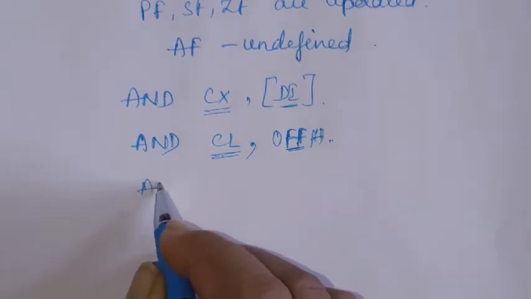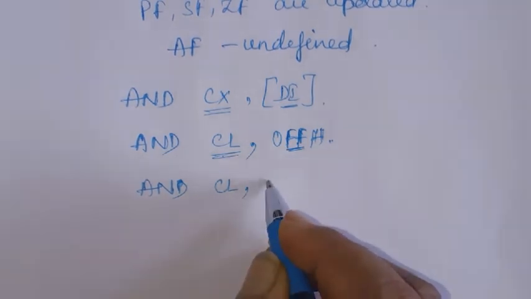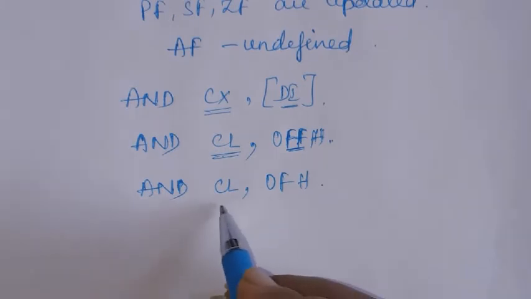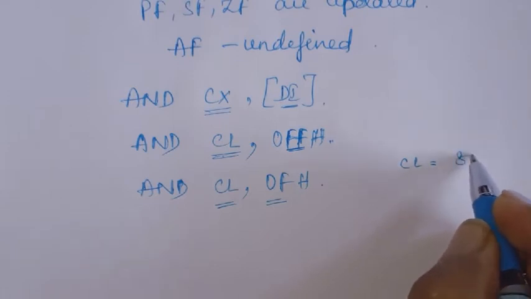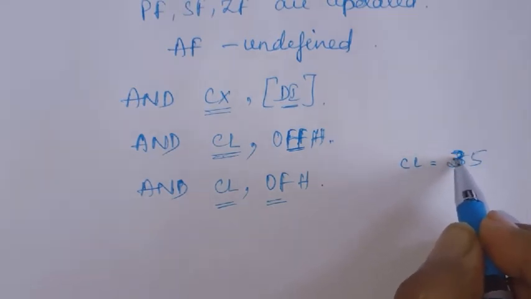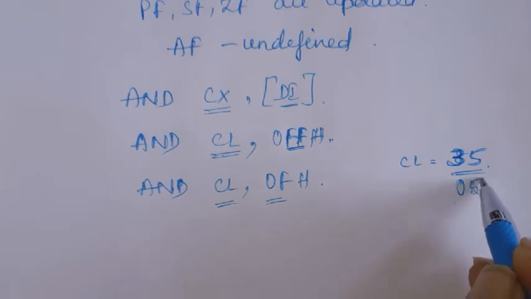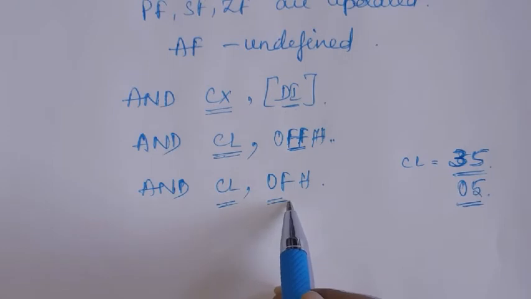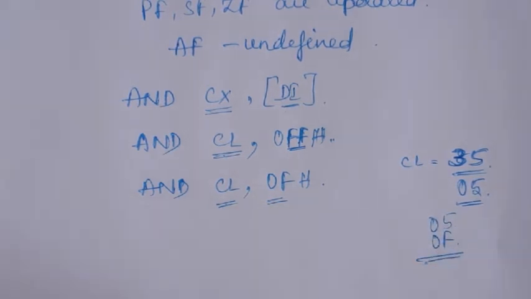Like if I say AND CL with 0FH. Let us suppose CL was having 35, the ASCII code for 5. I want to get 05. Then I can say AND CL with 0FH. What will happen? 35 is ANDed with 0FH, because in CL you have 35. What will be the result?